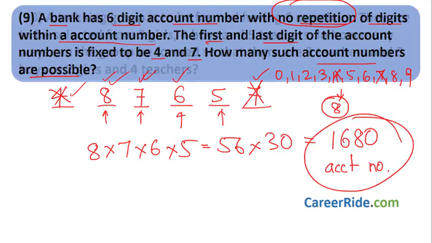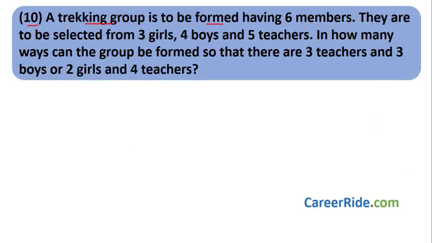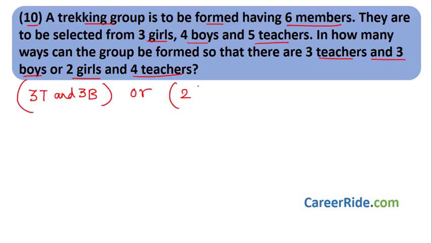Moving to question number 10. A trekking group is to be formed having 6 members. They are to be selected from 3 girls, 4 boys and 5 teachers. In how many ways can the group be formed so that there are 3 teachers and 3 boys, or 2 girls and 4 teachers? So they are giving us 2 options, that there are 2 kinds of groups that are to be formed. The group can either have 3 teachers and 3 boys, or a group which has 2 girls and 4 teachers, right?